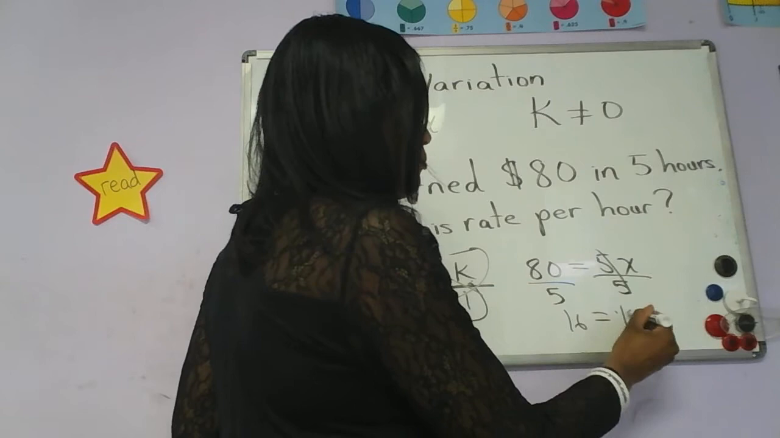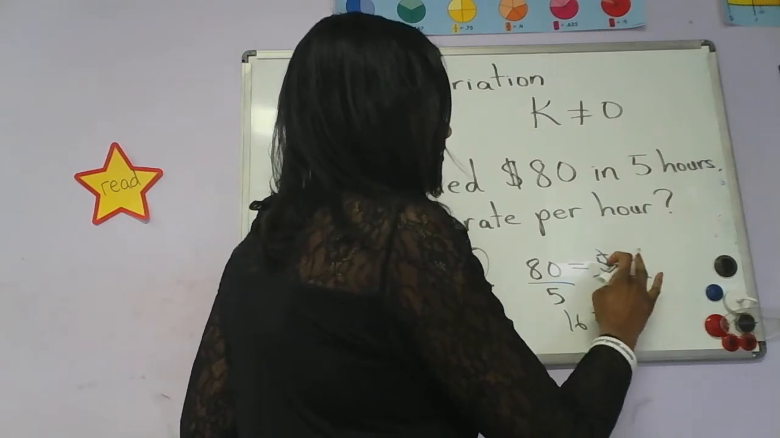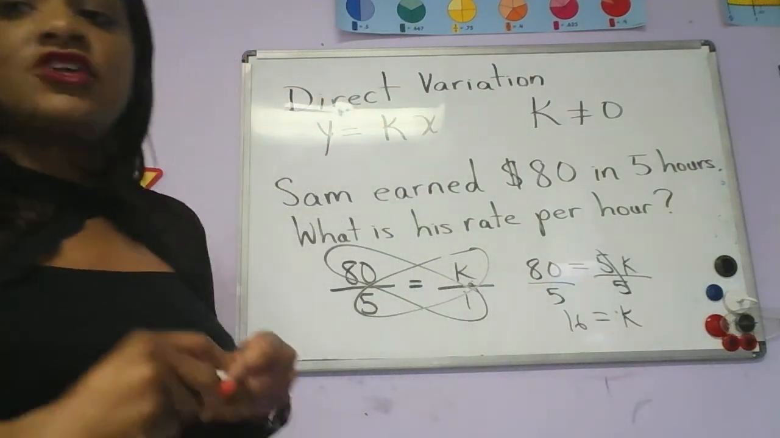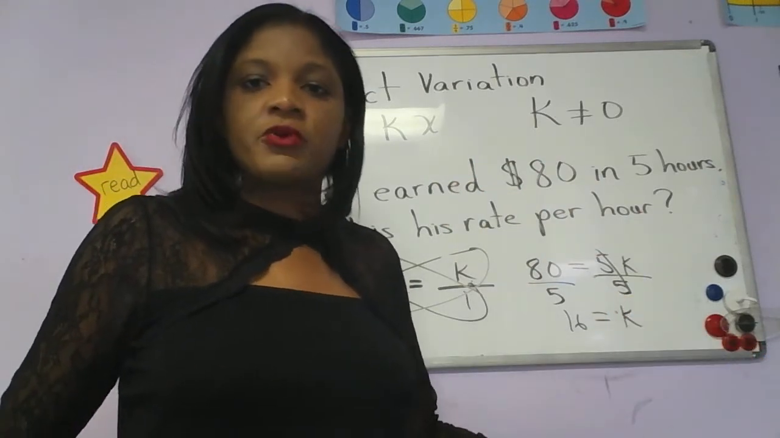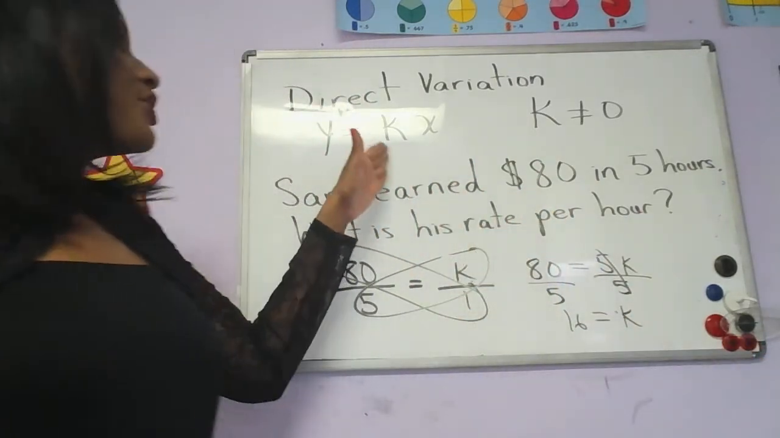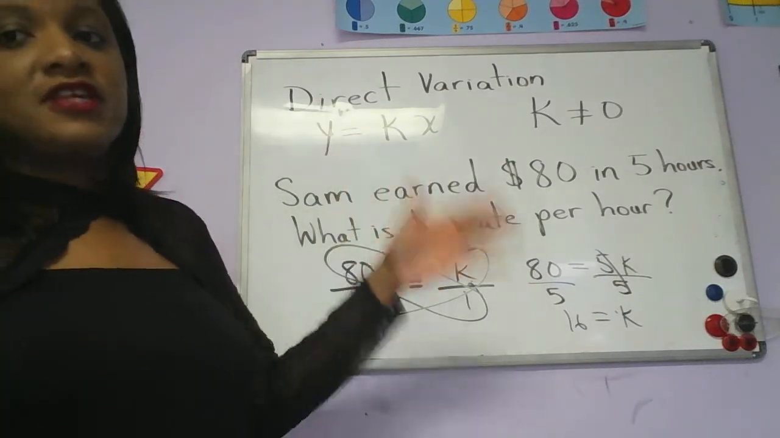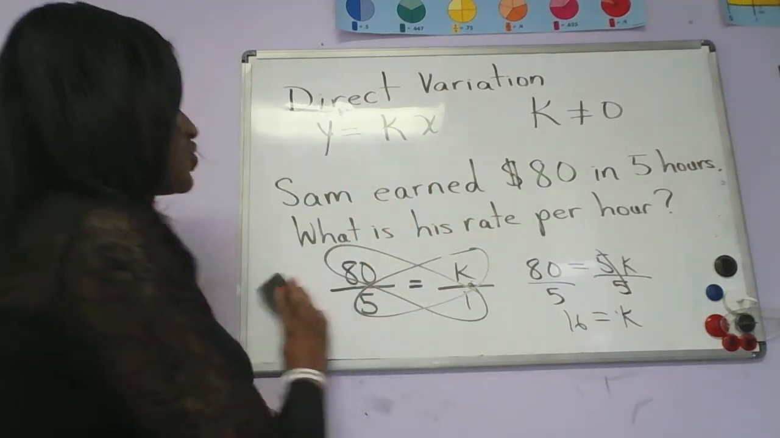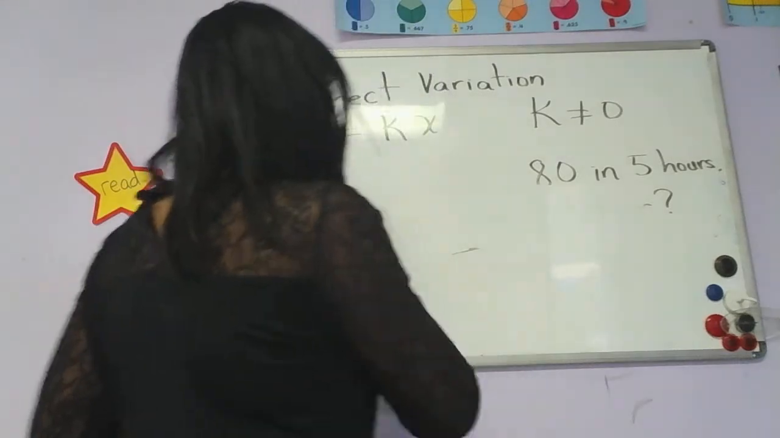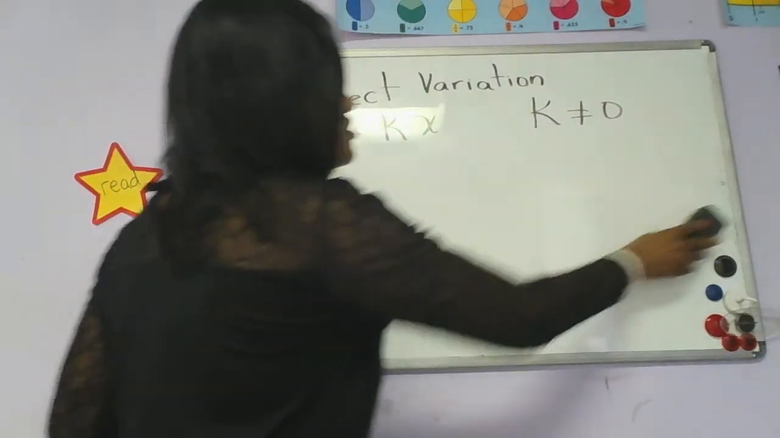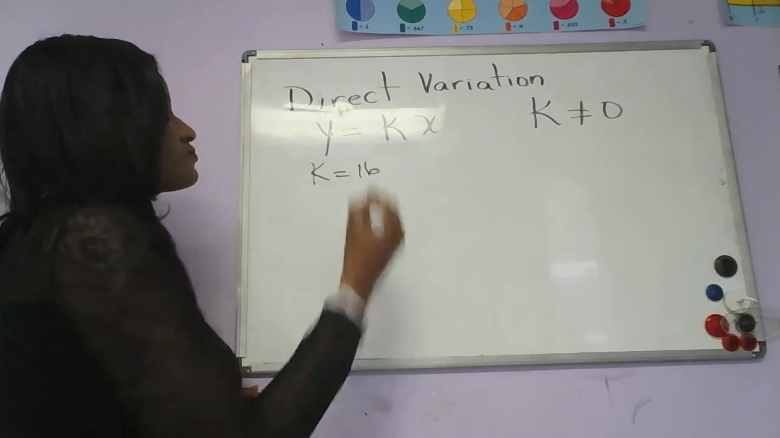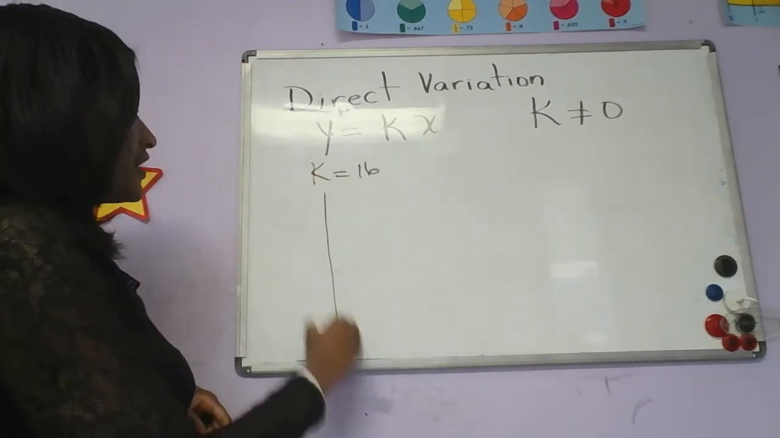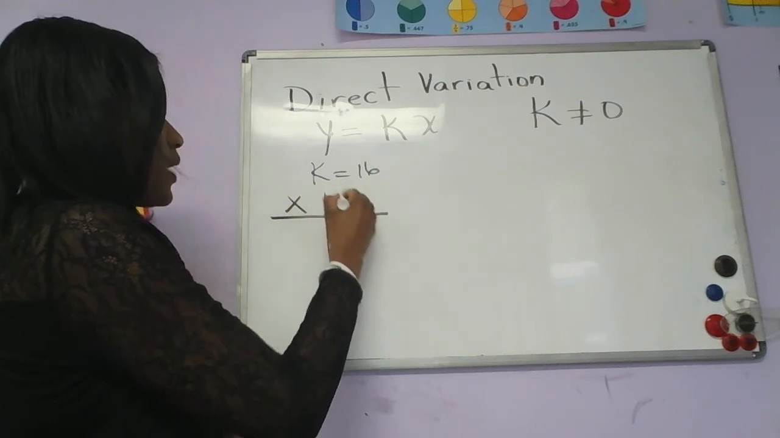is the constant of proportionality, our k value. We're not solving for our x value. x is just more of a common variable that we use, but we are solving for the k value in this problem. So let me show you what this will mean. So now we know that k is equal to 16 in this problem with Sam. So k equals 16. So from here, we can create an XY table.